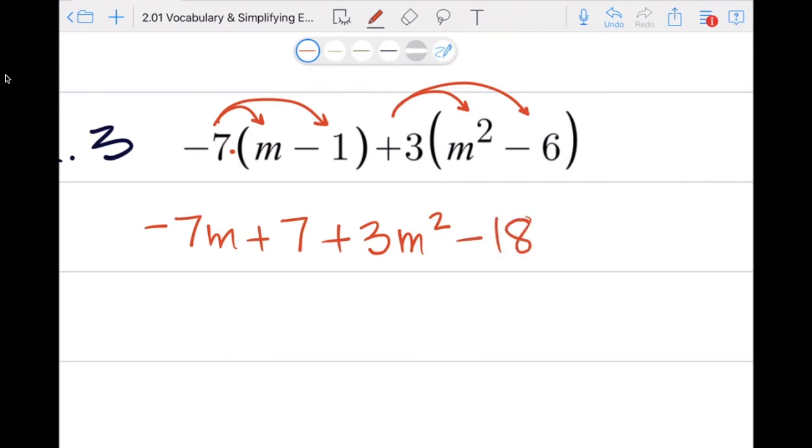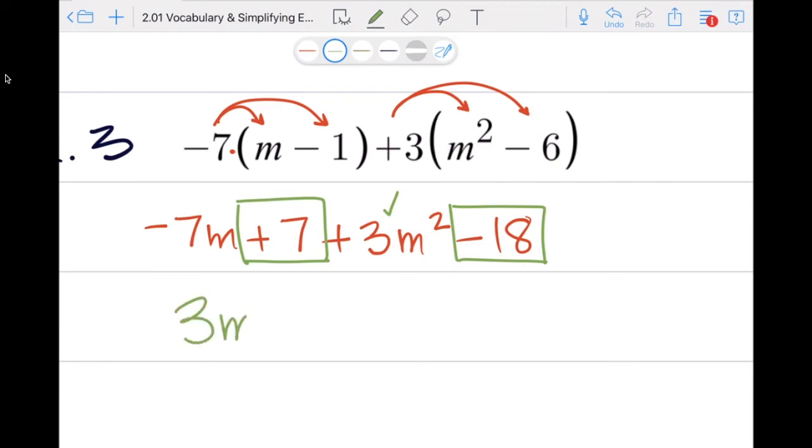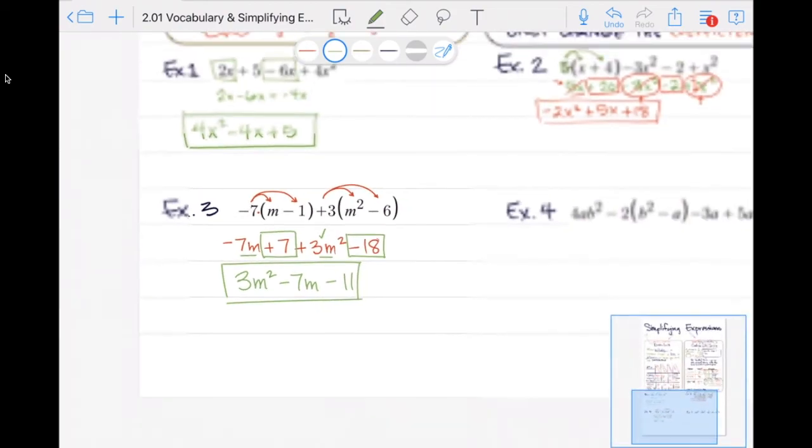Now that we've distributed, we can look for like terms, and we only have one set of like terms. Let me just note this. Make sure when you're identifying like terms that the sign to the left of the term you're looking at stays with it. You don't want to make an arithmetic error because you've accidentally dropped a negative. So let's go ahead and do it from highest degree to lowest. This one's our highest degree, so we're going to put 3m squared. We cannot combine an m and an m squared. Think about it: an m might be like a rod shape, but an m squared would be a big square. Then the next one is minus 7m. And then we can do 7 minus 18, and that gives us a negative 11. And now we're fully simplified.